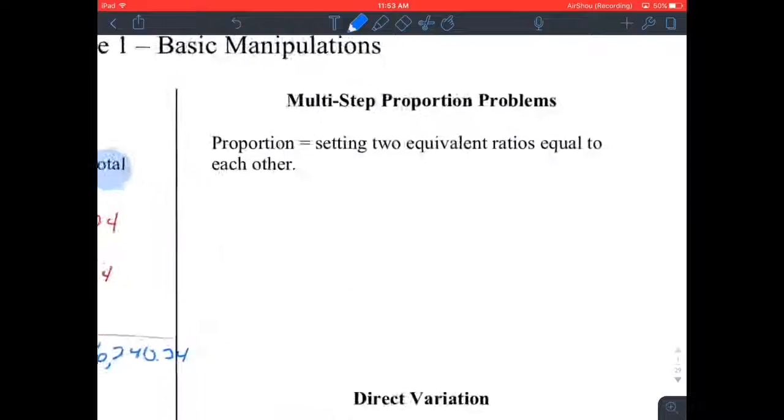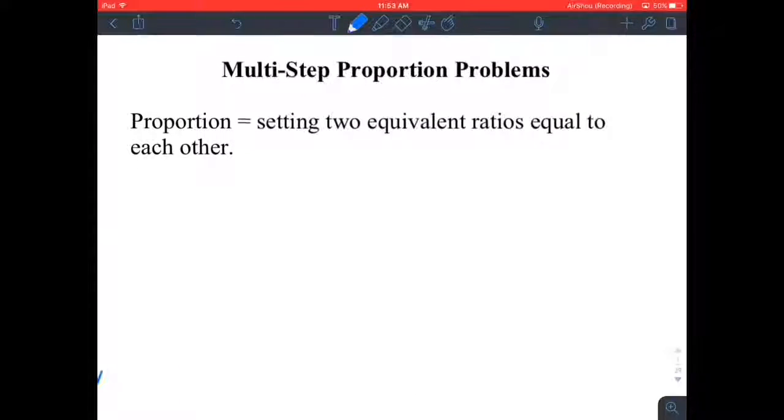at some multi-step proportion problems. First of all, what is a proportion? Essentially, a proportion is setting two ratios equal to each other. So for example, I'll give you just a simple example.